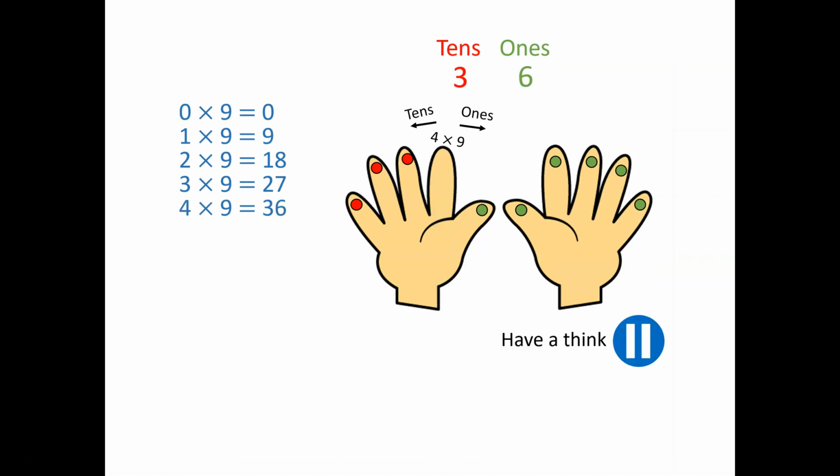Have a think. Can you use this method to work out the rest of the 9 times tables up to 10 times 9? Try showing this method to someone else. It's a pretty cool, handy trick.